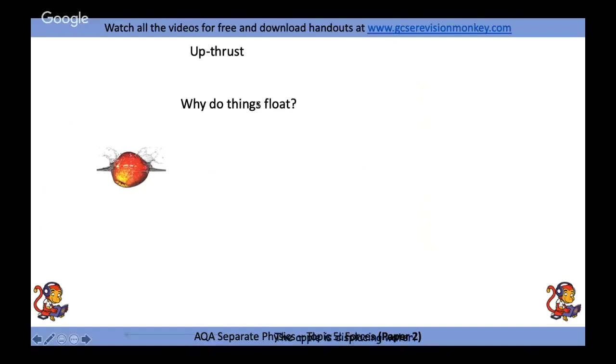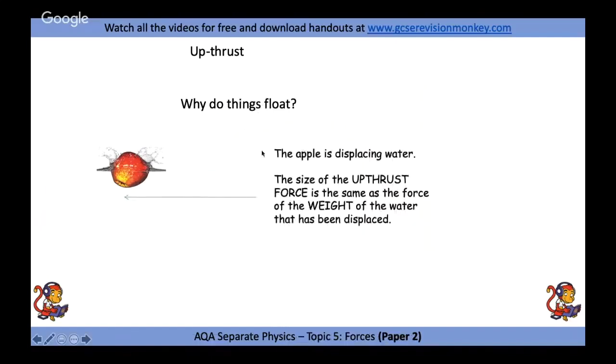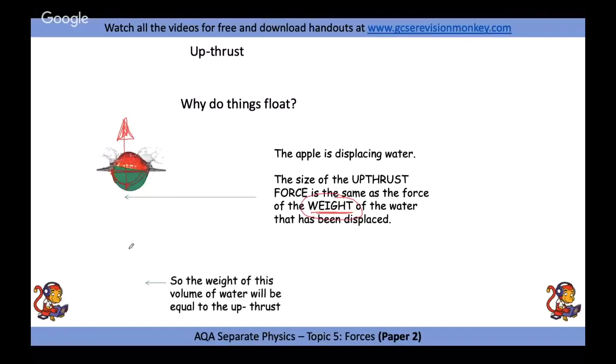Upthrust. Why do things float? So this apple is displacing water. As it's in the water there, it's pushing some water out of the way. Now, there is a force from the water on the apple upwards, and the size of that upthrust force is the weight of the water it's displaced. Remembering that weight is a force, the weight of that volume of water will be the same size as the upthrust force.